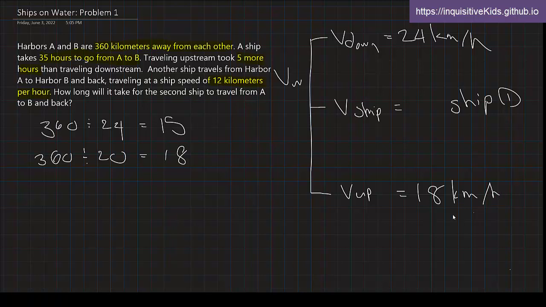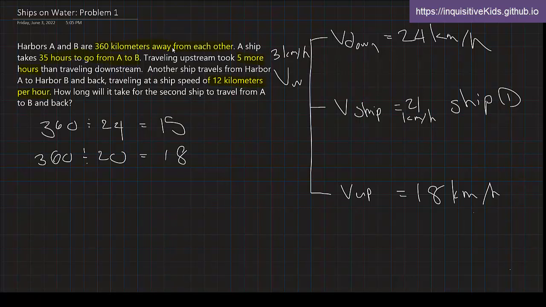Now we're going to find the velocity of the ship itself in still water. So when we do this, we're just trying to find the middle number between 24 and 18, because we know that this is equal to the ship minus the water speed, and this is equal to the ship plus the water speed. So since the water speed doesn't change, at least we're not told it changes, we're just trying to find the middle number between 18 and 24. So that would be 21 kilometers per hour, because 24 is 3 away from 21, 18 is also 3 away from 21. Meaning that the speed of the water is 3 kilometers per hour. So that's what we're looking for.